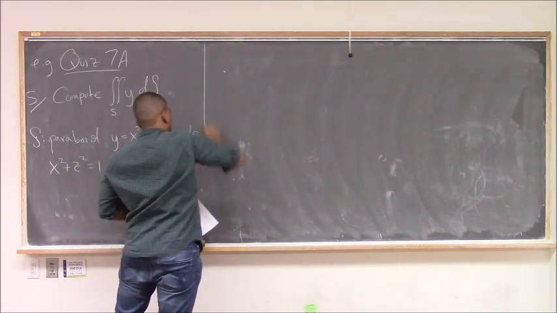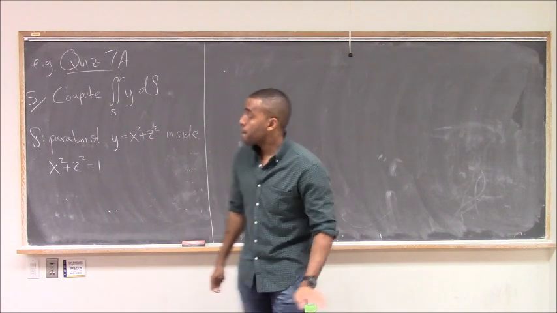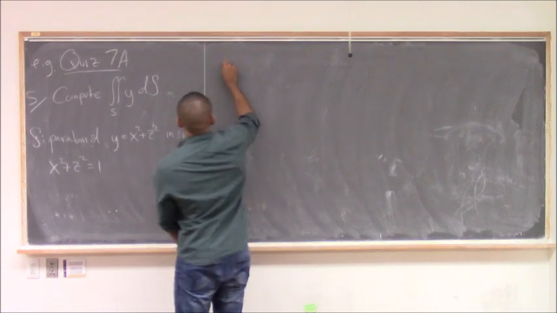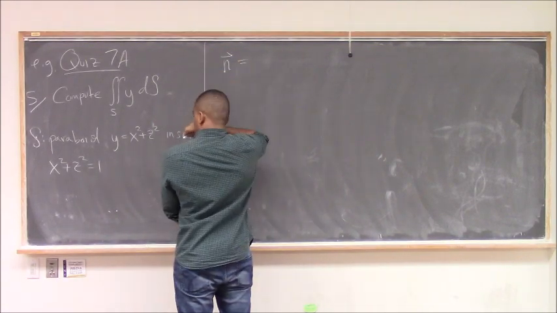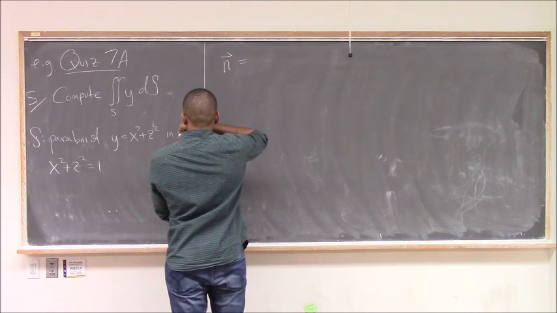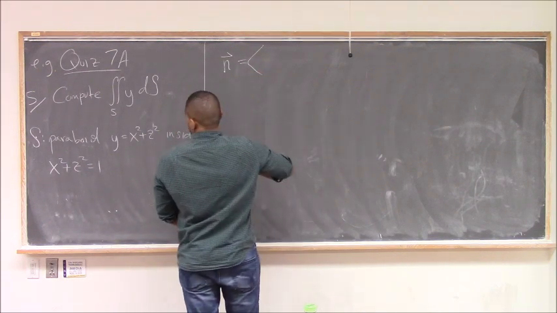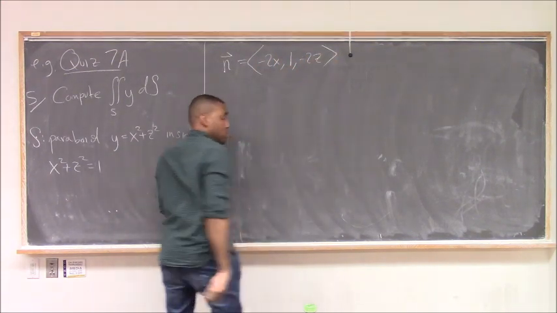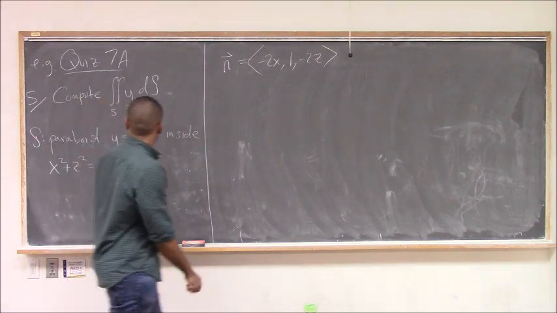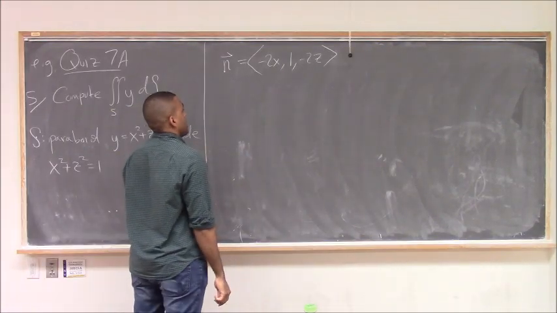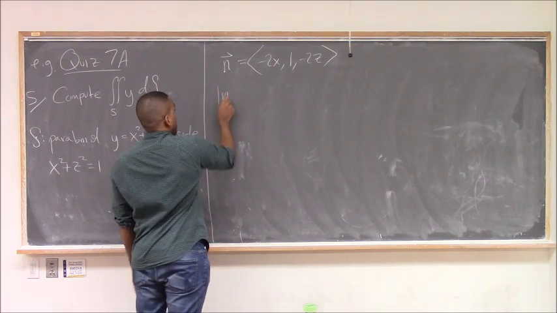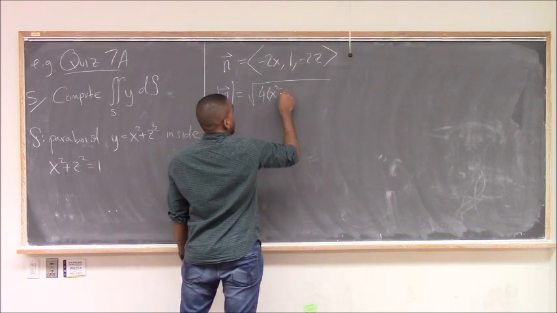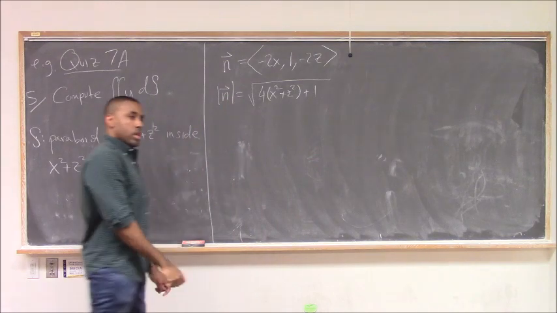First you find your n, which is going to be negative 2x, 1, negative 2z. Yep, that's using the formula. And so what do we need to find after that? We need the magnitude of that. So that's just going to be the square root of 4x squared plus 4z squared plus 1. Then what?